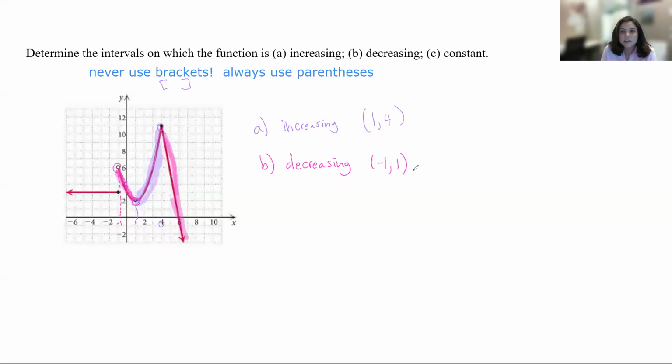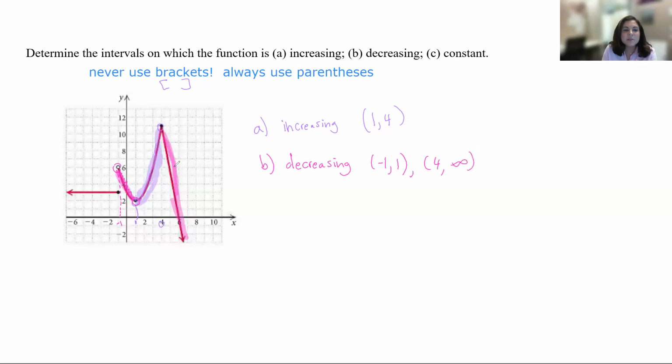The next interval where it's decreasing is, let's see, starting here at x equals 4, and then it keeps decreasing all the way down to +infinity. And so let me make this a little nicer. Positive infinity. There we go.